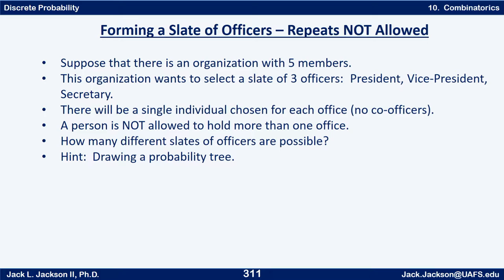So suppose there's an organization with just 5 members. The organization wants to select a slate of 3 officers, a president, vice president, and secretary. There will be a single individual chosen for each office, so no co-officers. A person is not allowed to hold more than one office, so there's no repeats here. How many different slates of officers are possible?